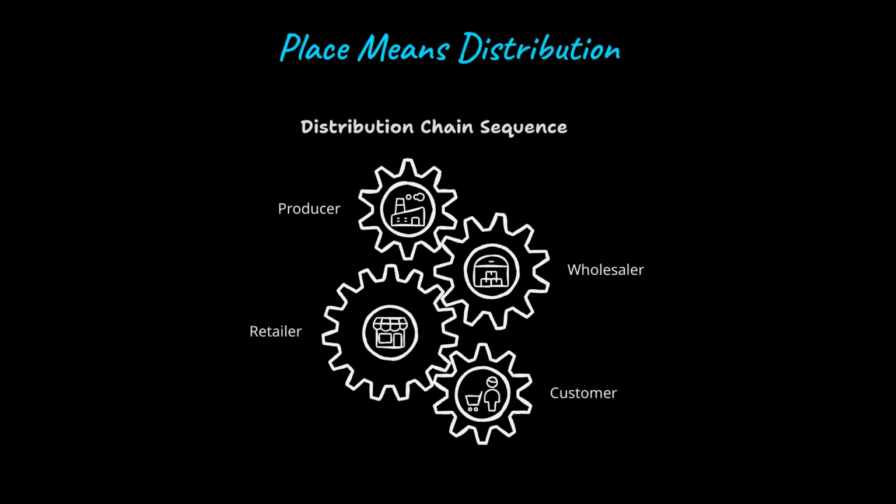Place is the most frequently misread P in everyday speech. Place suggests a street address. But in the marketing mix, place means distribution, the channels, intermediaries, and logistics that move a product from the producer all the way to the customer.